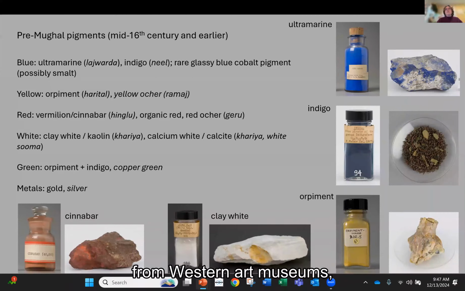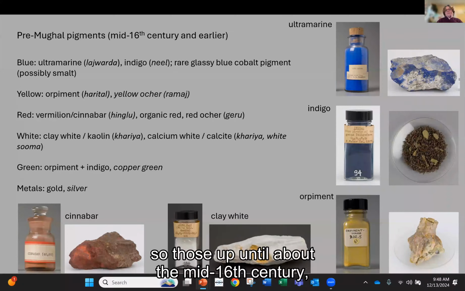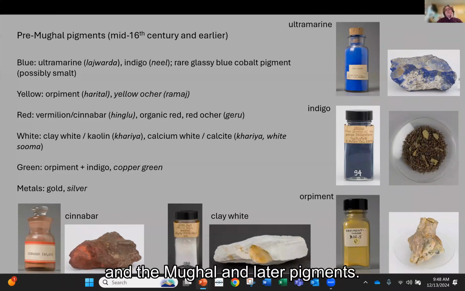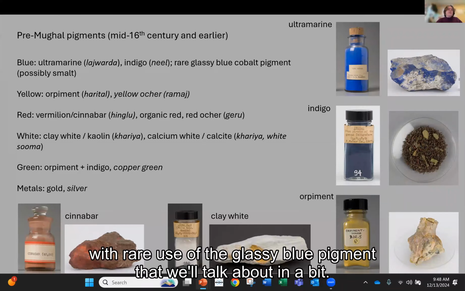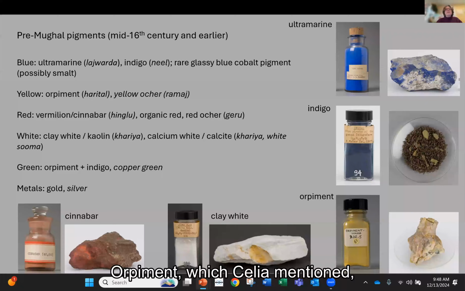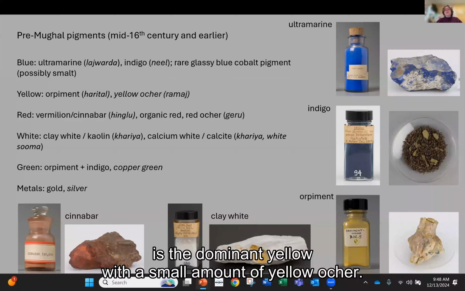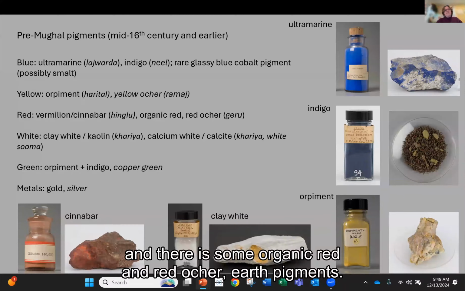So we seem to see a division between the pre-Mughal pigments, so those up until about the mid-16th century, and the Mughal and later pigments. Pre-Mughal, it's a fairly limited assemblage. For blues, we have mainly ultramarine and indigo, with rare use of a glassy blue pigment that we'll talk about in a bit. Orpiment, which Celia mentioned, is the dominant yellow with a small amount of yellow ochre. Vermilion or cinnabar, vermilion is the synthetic processed form, cinnabar is the raw mineral, are the main reds, and there is some organic red and red ochre, earth pigments.